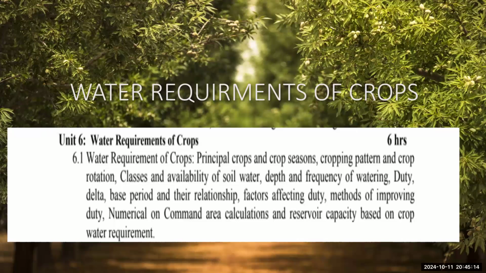And from that, it is possible to find out what should be the reservoir capacity. So calculation of reservoir capacity based on crop water requirement is the main learning point in this particular chapter. The objective of this chapter is that after studying it, you are able to calculate what should be the reservoir capacity based on the information of command area and based on the information of duty, delta, and base period. So this chapter is very interesting.